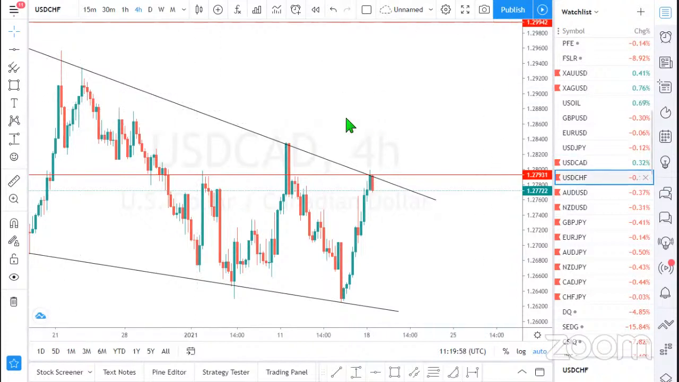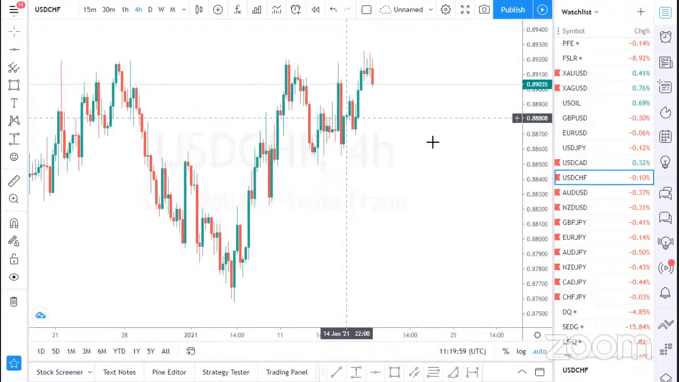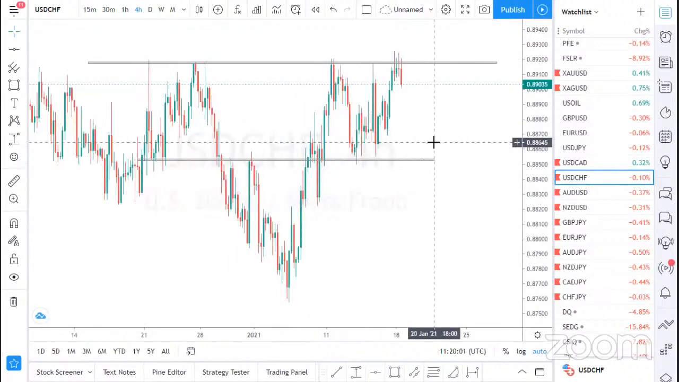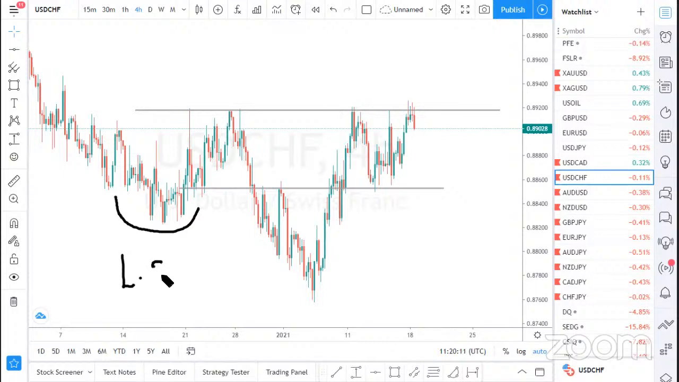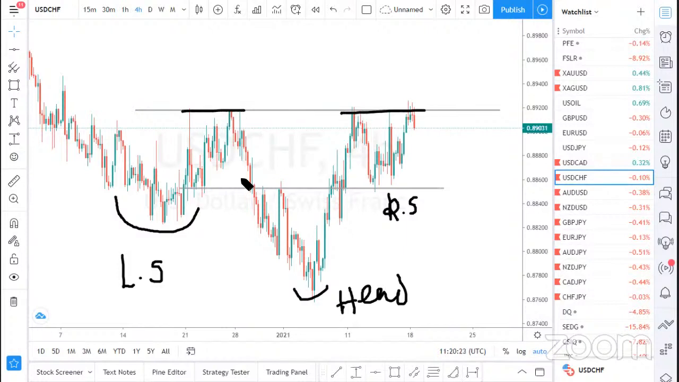So as well, let's check on the USD Swiss. Here comes the USD Swiss. I love the pattern we got right here, an inverse head and shoulders. Right here is the left shoulder. We got a right shoulder right here. We got the head right here. Here comes the neckline. We first got one right here.